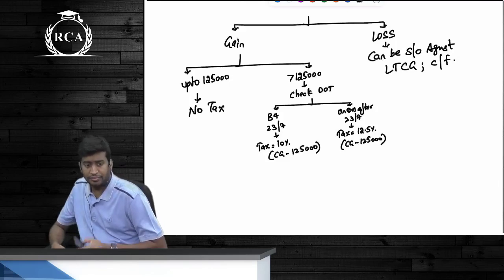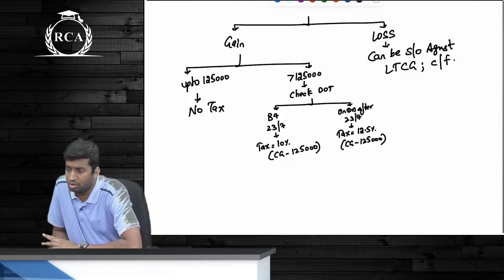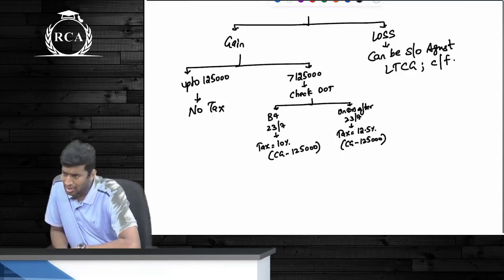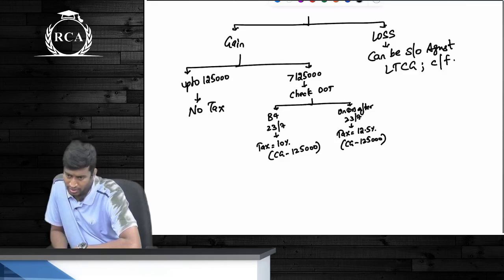Guys, done? So what are the two changes till now in capital gains? Number one, types of capital asset. Number two, section 112A. That is for long term.